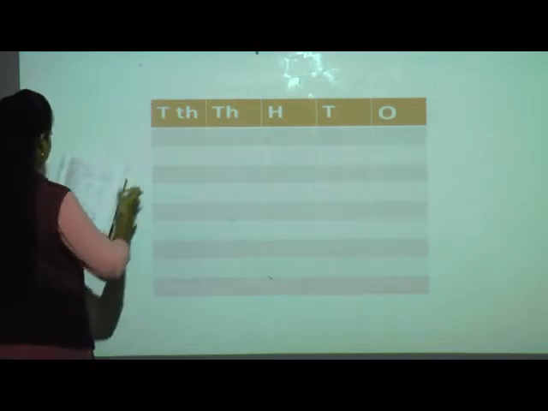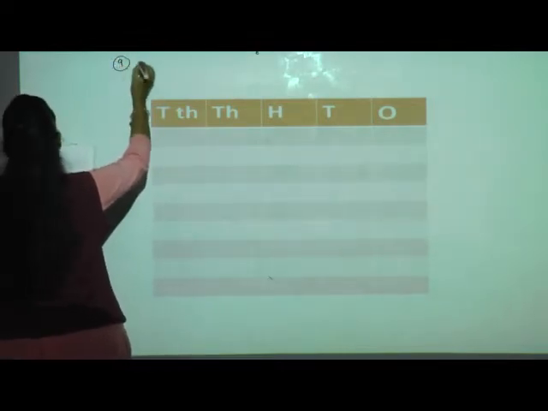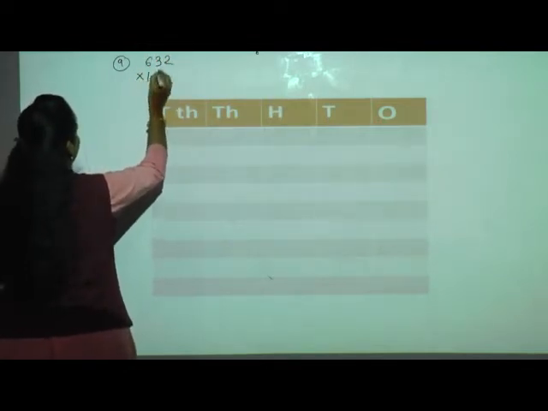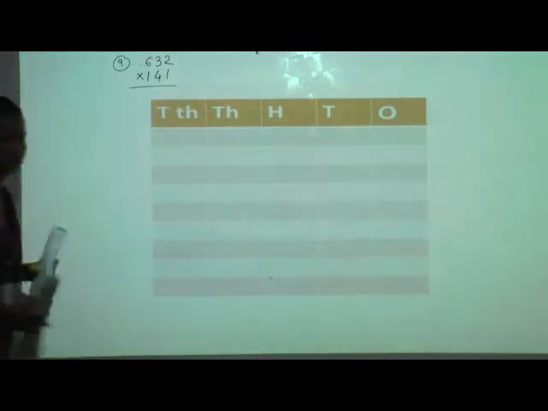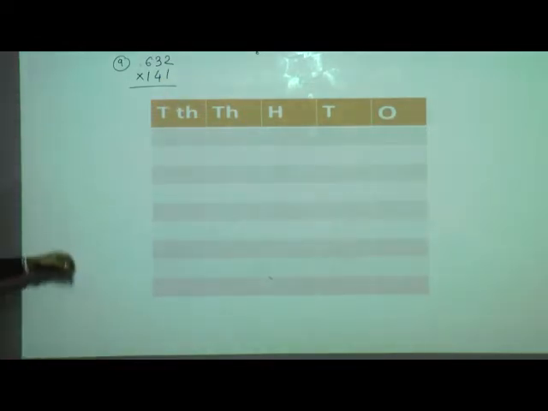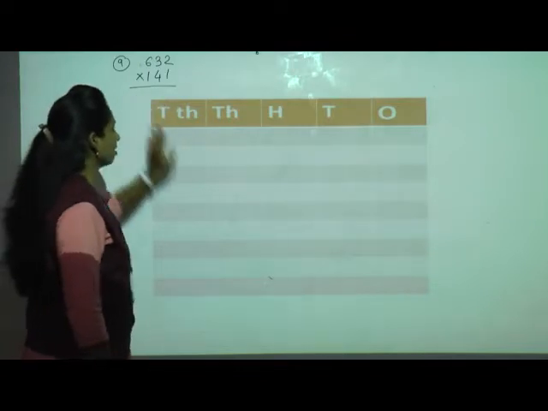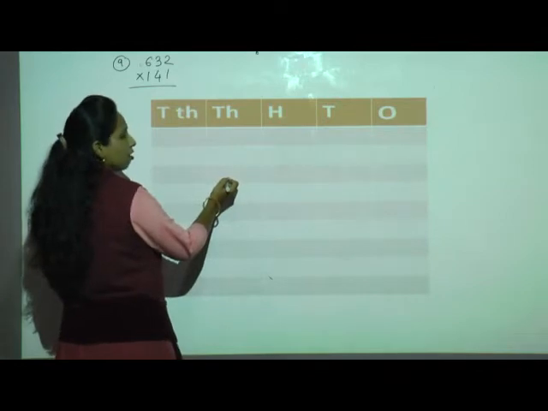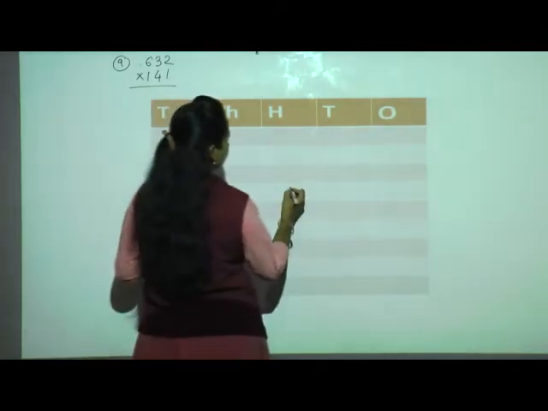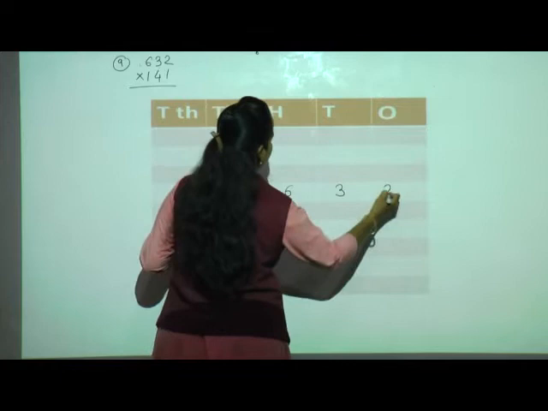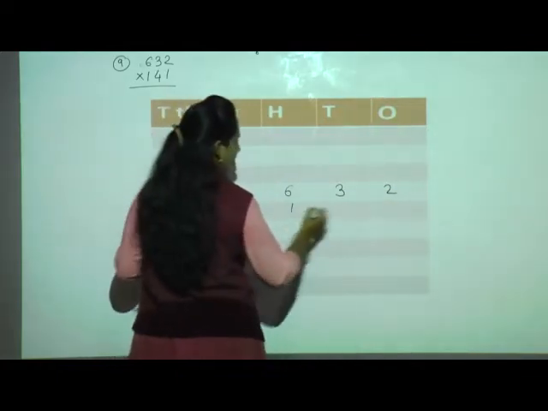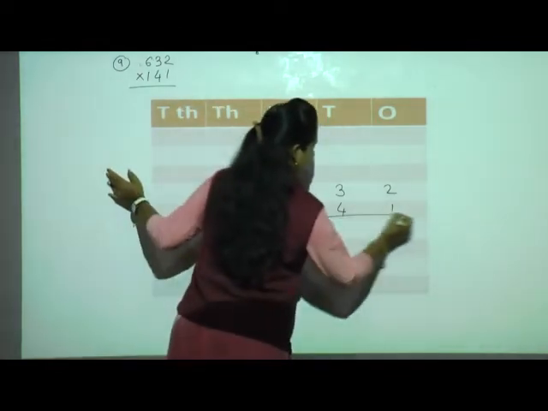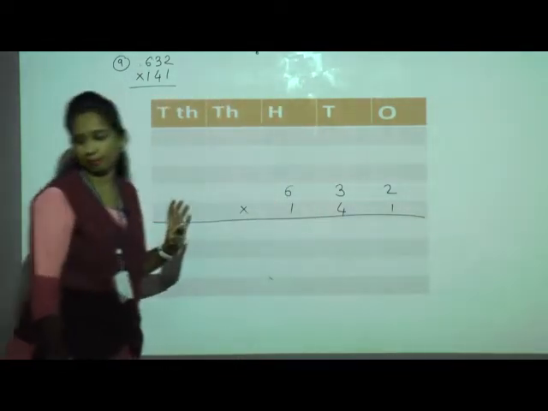Now I will solve the ninth question for you. What is the ninth one? 632 multiplied by 141. Okay, this is the question. Now I will place these numbers in the place value chart. 3 digits, so leave 3 boxes for the carry, then write from the 100's place 632 multiplied by 141. Now we will do the multiplication step by step.